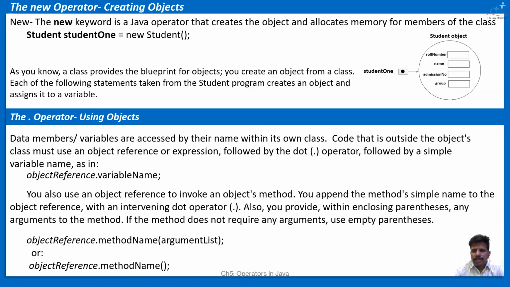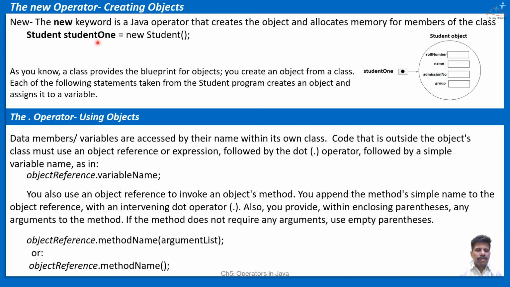Now we will see an important operator, that is the new operator. It is a keyword. This keyword is used to create the object and allocate memory for the members of the class. So it creates an object, and also allocates memory for the members of the class. Here is the syntax: name of the class, here we have taken Student as an example, then the name of the object, which is an identifier.